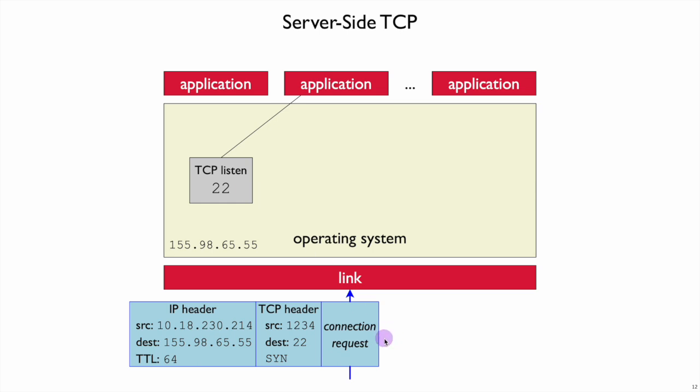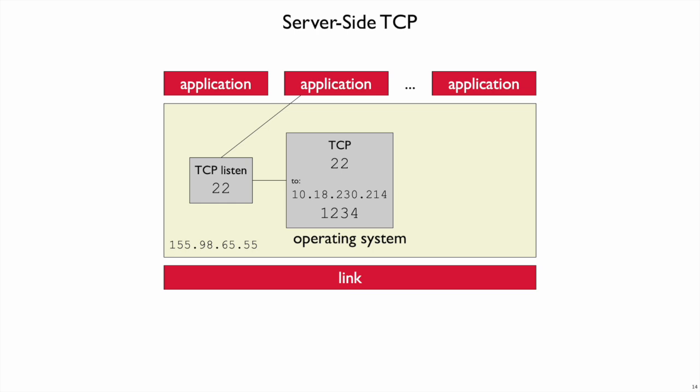When that connection request that our client sent arrives at this machine, then the operating system sees that it's a connection request to a port number that does have a listener, and so the operating system will create a new socket that represents the connection to the client. So on the server side, we still have port number 22, and the other end of this TCP socket, the connection, is that client machine 10.18, etc., and that client's port number 1234. At this point, the socket representing the connection has been created.